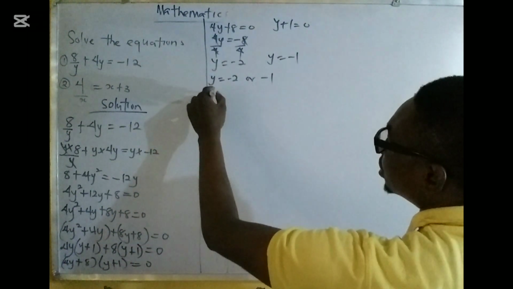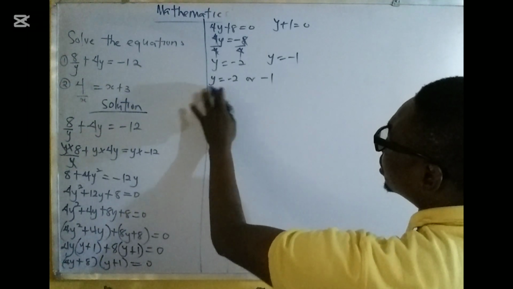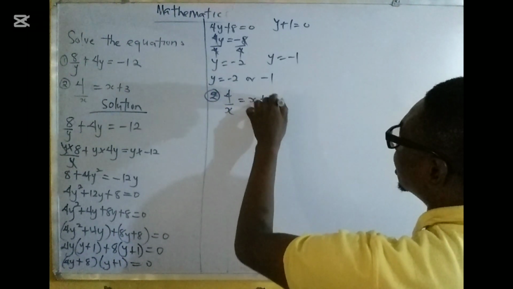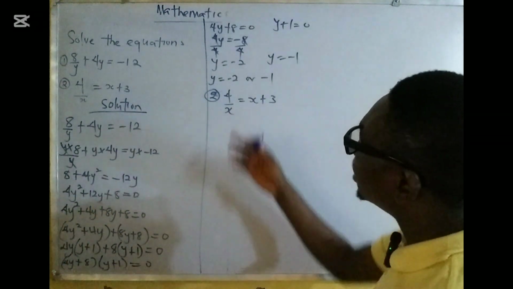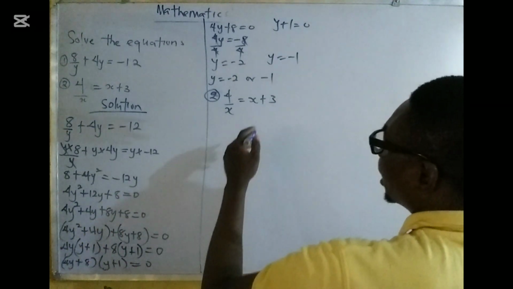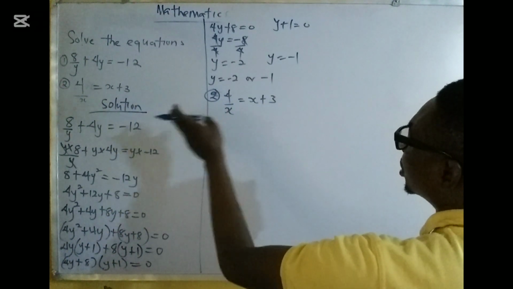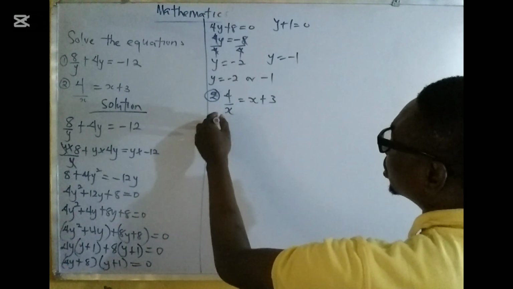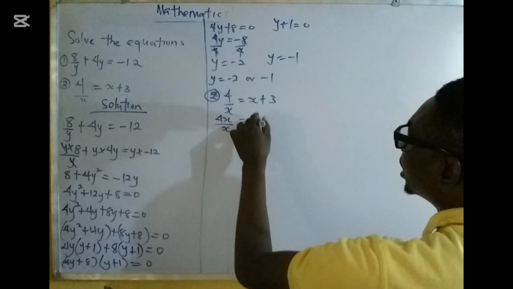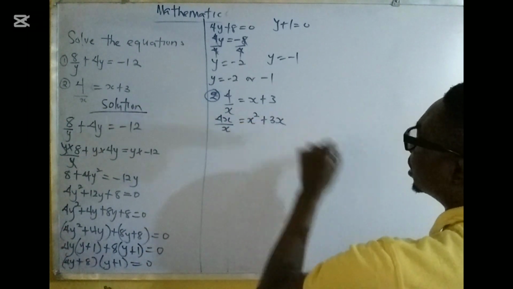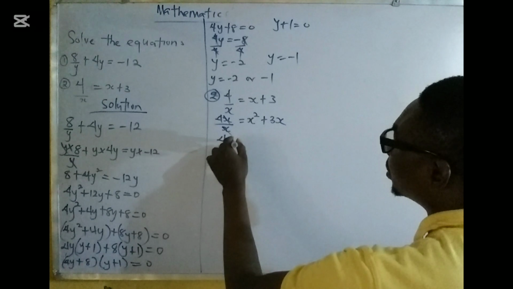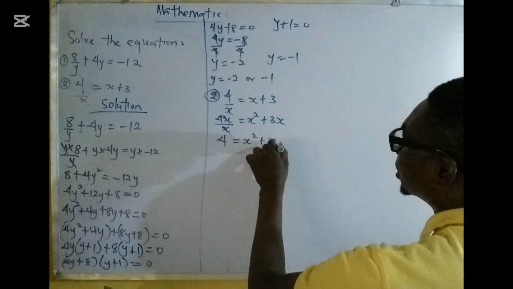Now, let's look at the second equation. Number 2. 4 over x is equal to x plus 3. At this point, to clear the fraction, for simplicity's sake, you use the denominator to multiply all through. So if you multiply all through, you're going to have 4x over x is equal to x squared plus 3x. At this point, this x will cancel this x. So we now have 4 is equal to x squared plus 3x.